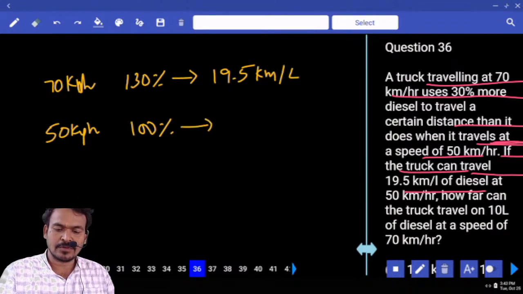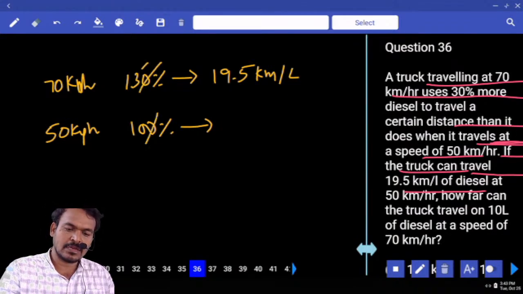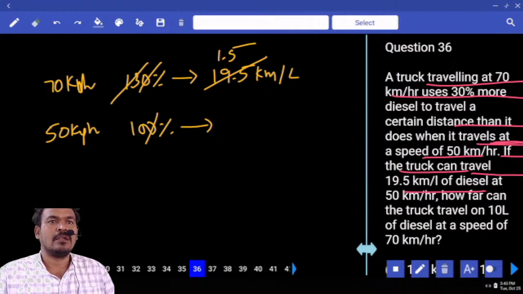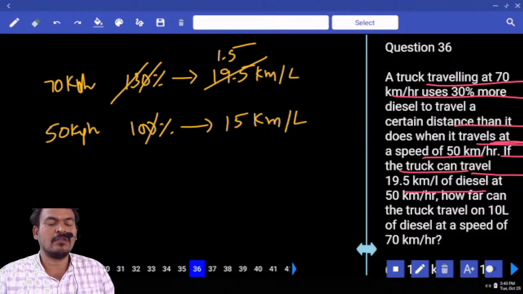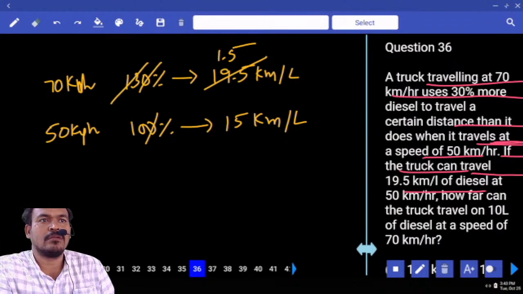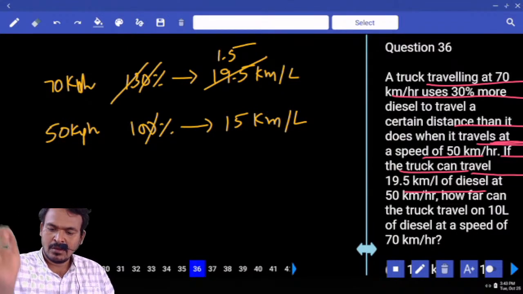Then how much percent are we getting? 100%. Zeros are cancelled. 13 is almost how many times? 1.5. 10 into 1.5 is 15. That is 15 kilometers per liter. Actually we are using the inversely proportional concept. Yes or no? Okay.